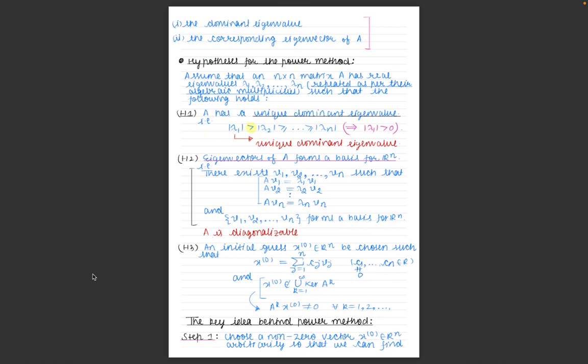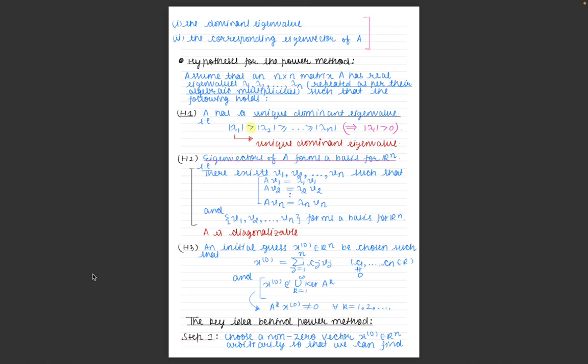If it is, then we will have some problem, and we'll see where these 3 assumptions are used in the key idea. Now, with these 3 assumptions in mind, we move to the key idea behind the power method. The first thing you use is due to H2. Yes, this is due to H2. I just forgot to write.